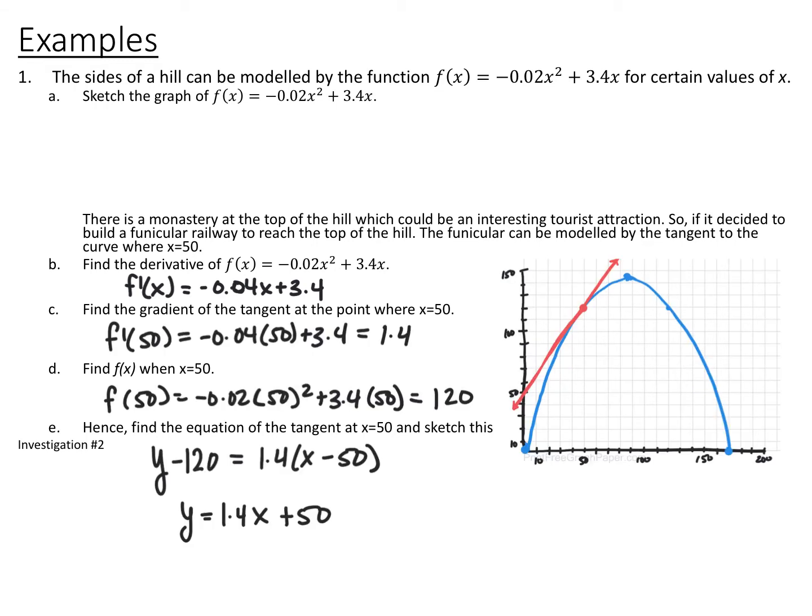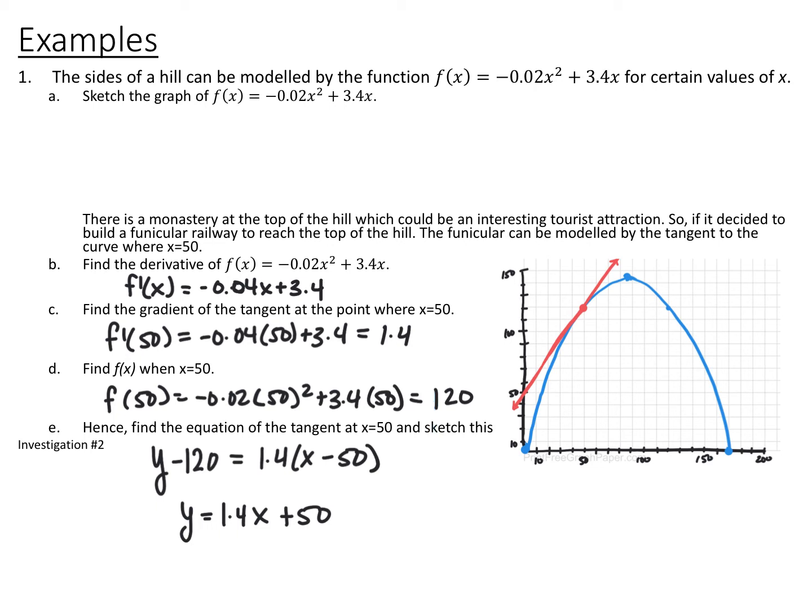So given that the derivative f prime of x is negative 0.04x plus 3.4, I found f prime of 50, and I got 1.4. So this would be the slope of the tangent line, or the gradient of the tangent line. And then we also need the y-coordinate of the original function at x equals 50. So I plugged in 50 to the original function, and I got 120.